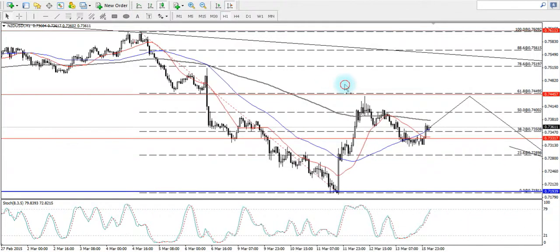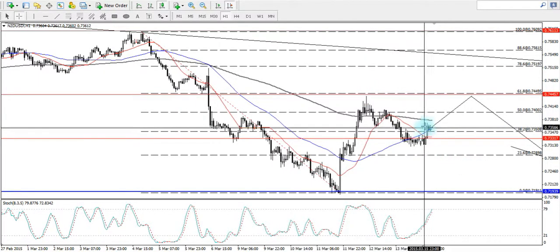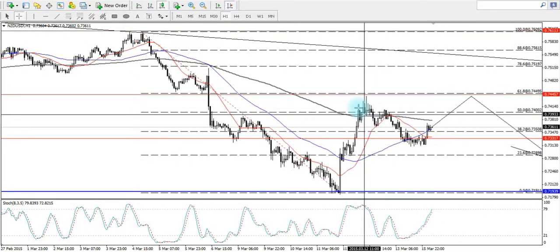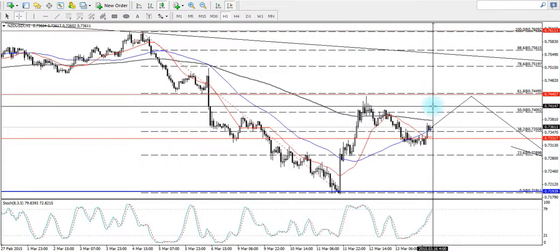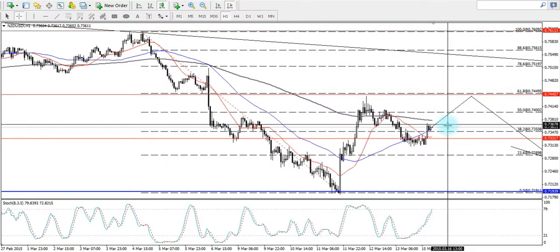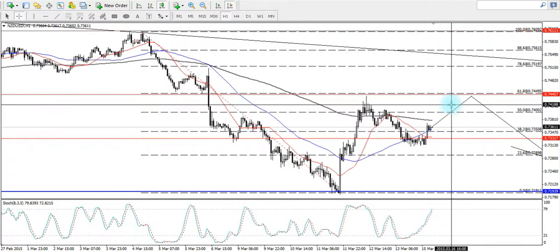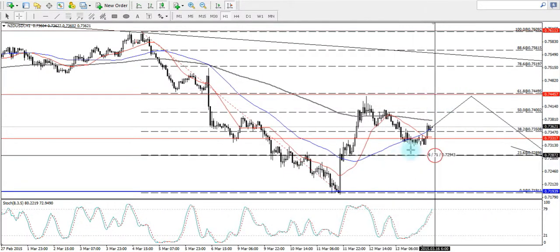So zooming into the 1-hourly chart, we can see the price did break above a falling trend line, and we are expecting price might actually retrace even further back to the same resistance level. So the key resistance level we are looking at is somewhere at 0.7414 to 0.7441. This region itself could provide another short opportunity for the New Zealand dollar against the US dollar.